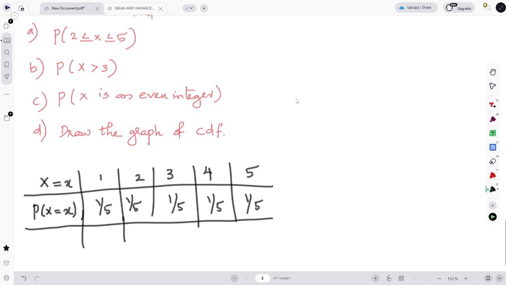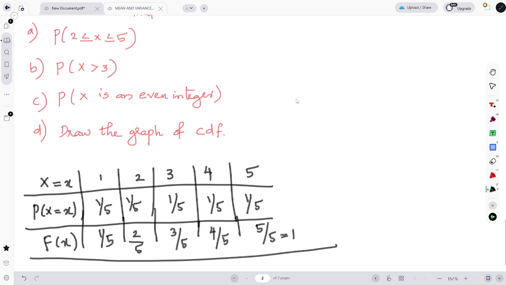So we can write the CDF in table form or in function form, but here I am going to write it in table form. What is the value of F of 1 here? That is 1 by 5. This is 2 by 5, this is 3 by 5, this is 4 by 5, and this is 5 by 5, that is equal to 1. The total probability equals 1. So this is the table of PMF and CDF.